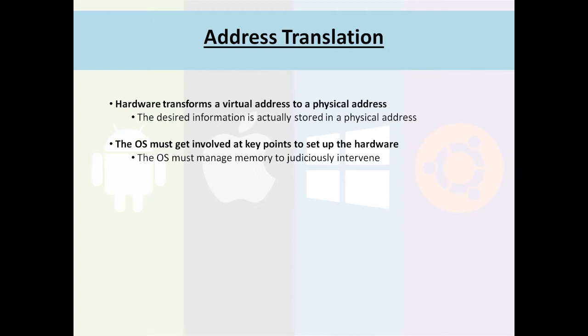Now, we obviously need these physical addresses, like I said before, because this is where the desired information is actually stored, okay? So the OS must get involved at key points to set up the hardware so the hardware can handle the address translation. The OS must manage its memory in order to judiciously intervene. Now, what does that mean? Well, it needs to intervene in terms of its memory management when things have gotten a bit messy, and we'll be talking about this memory management component in the second half of this lecture video, part 2, which focuses on that aspect.